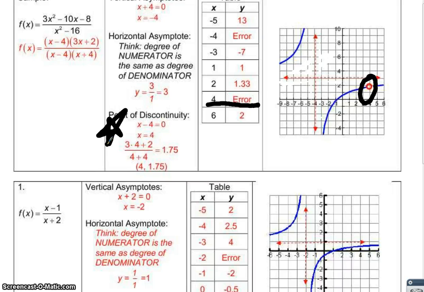So like I said, I want you to go ahead and finish the sample problem. Make sure you got everything copied down, and we'll finish 1 through 4 in class tomorrow.